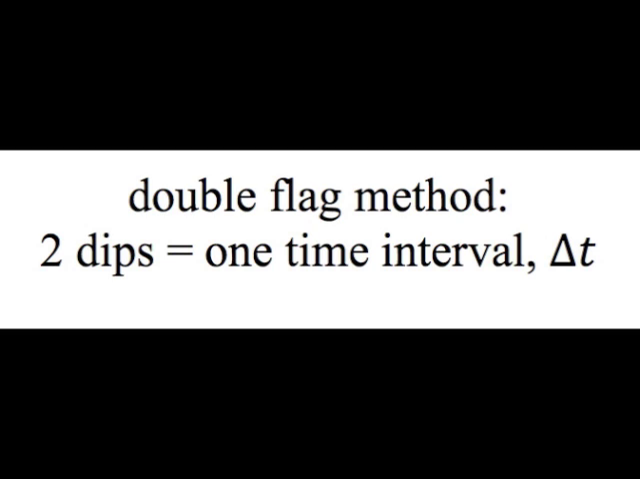Because the light doesn't drop off immediately, and also because of hysteresis effects, the best method is what's called a double flag method. The beginning of the dip of 2 successive dips is used for timing instead of trying to find the length of one dip.